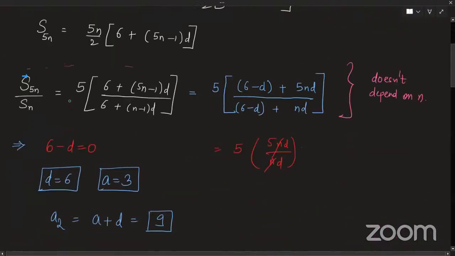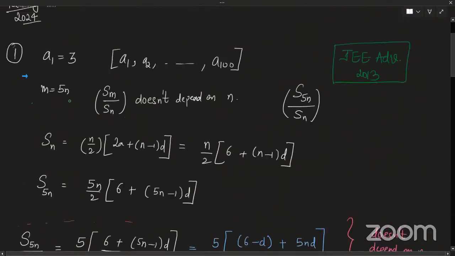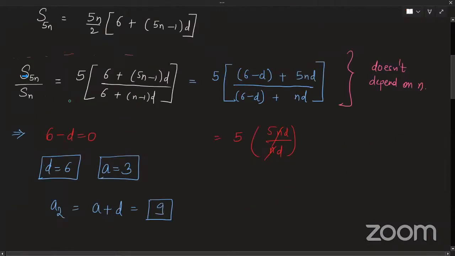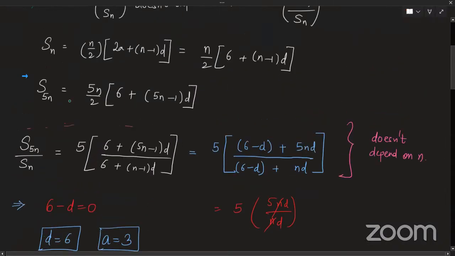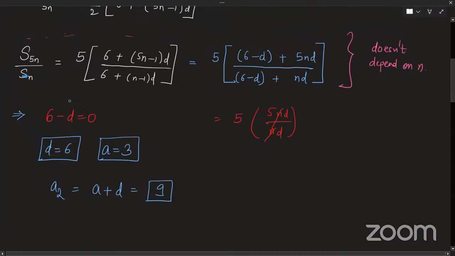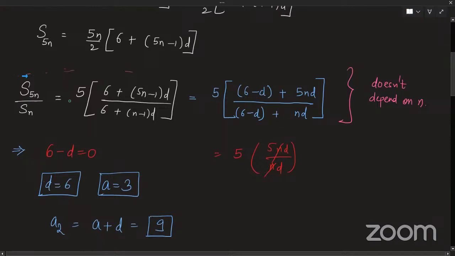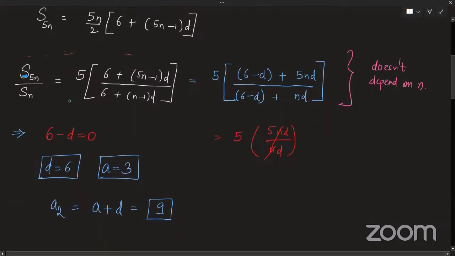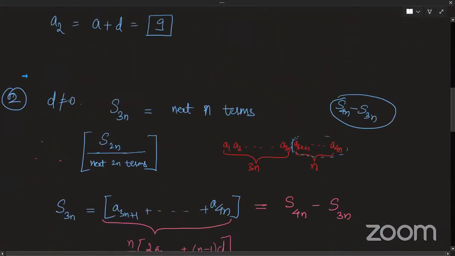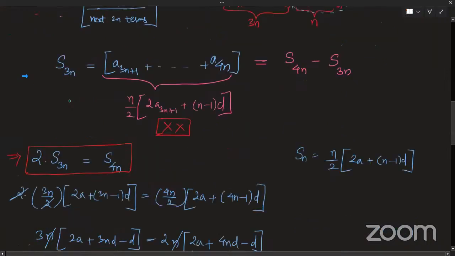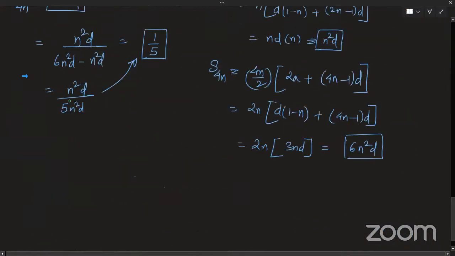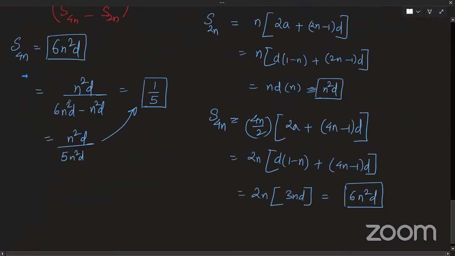If you clearly observe, it was from arithmetic progression only and no other formula was required. But along with that, it required some basic knowledge of algebra also. Because if n has to get cancelled, this thing has to be zero. That was the only catch with the question. I hope you are able to get it now. 1 by 5 is the correct answer, whoever had got it.